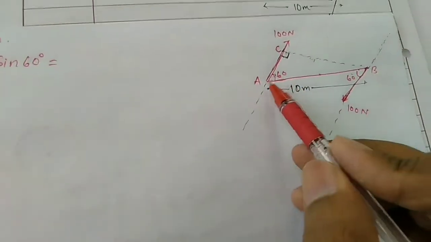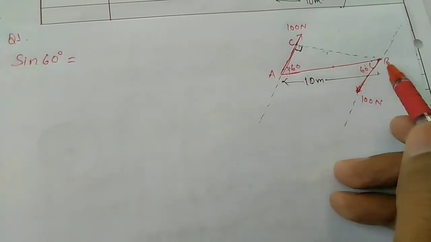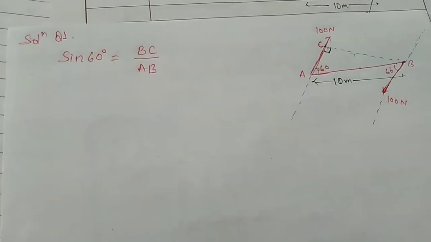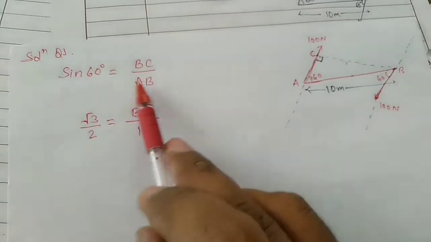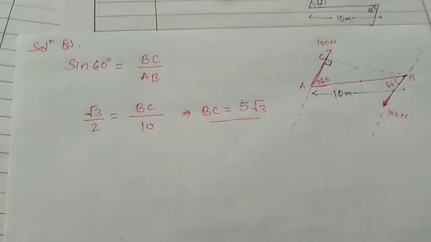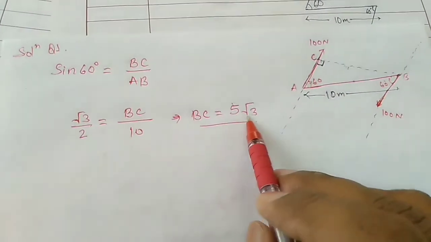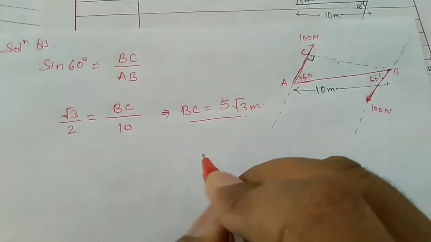Let's solve that. I have named these points A, B and C. So sine 60 is equal to perpendicular upon hypotenuse, meaning perpendicular BC upon AB. Now see, sine 60 is root 3 by 2, BC is unknown and AB is 10. Let's calculate BC. On solving this, 2 5s are 10, so 5 root 3. So BC comes to 5 root 3. This is in meter.